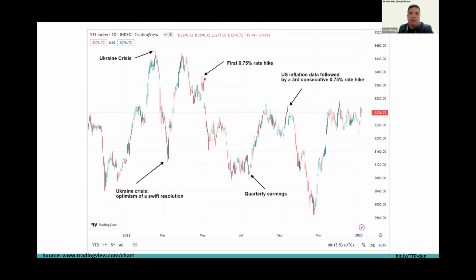Once the Federal Reserve hiked by 0.75%, the market was on a downward trend for a few months until about July. In July we started to see some green shoots here. Why? If you notice, all these events are macroeconomic events. But actually, for companies coming out of Omicron, a lot of companies were already making profit on an individual level.